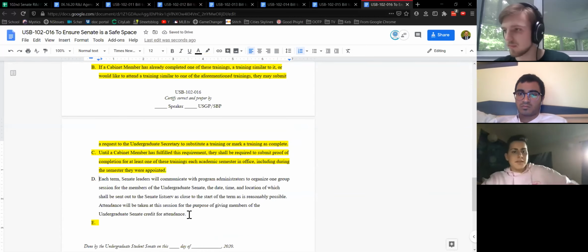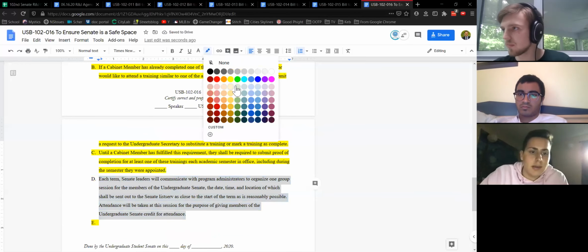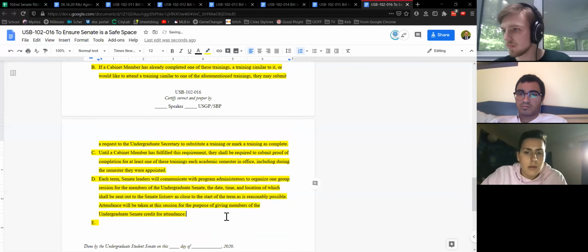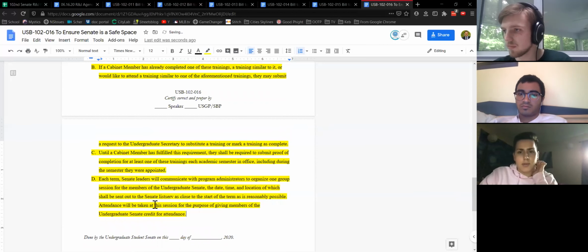And then I guess to replace Senate leaders, you could say executive board. Because like I said, that's kind of their skew. And I think leaving it to just cabinet would be too chaotic because there's almost 35 people in cabinet or something like that.